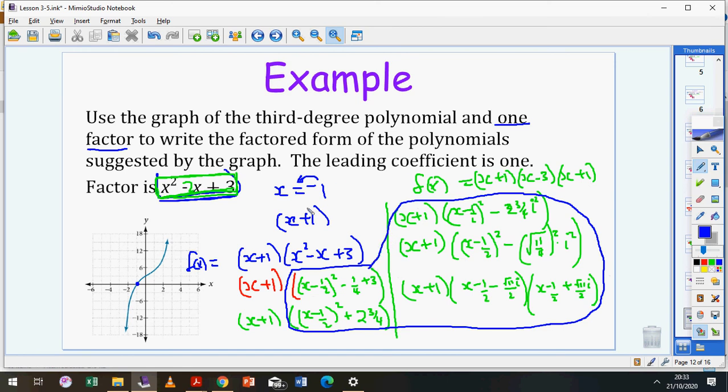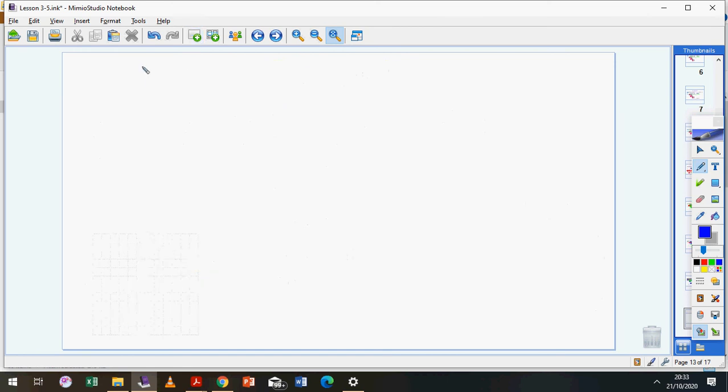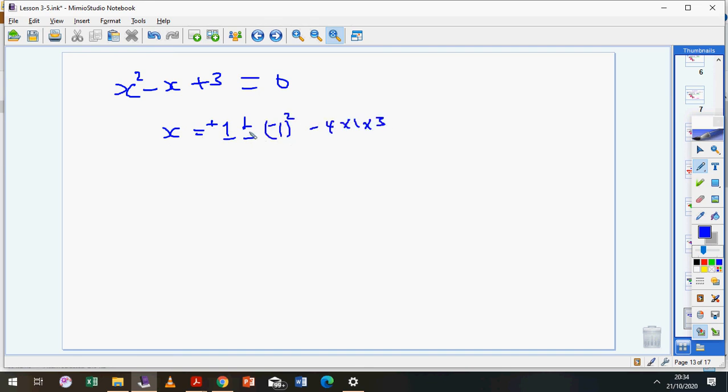If you wanted to do it much faster, x squared minus x plus 3, I can use the quadratic formula. If I set this equal to 0, I can use the quadratic formula. x is equal to negative b, which is negative negative 1, so that's positive 1, plus or minus the square root of b squared minus 4 times 1 times 3, divided by 2.